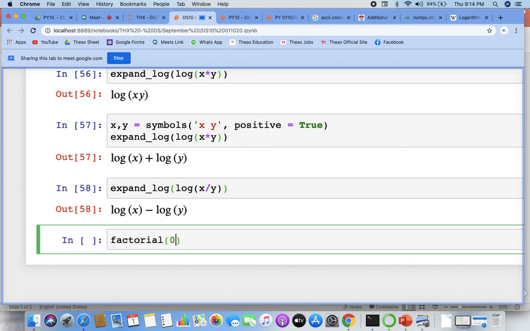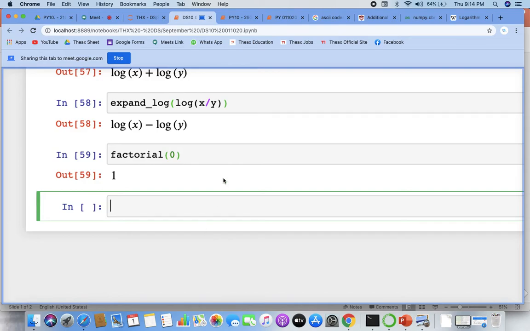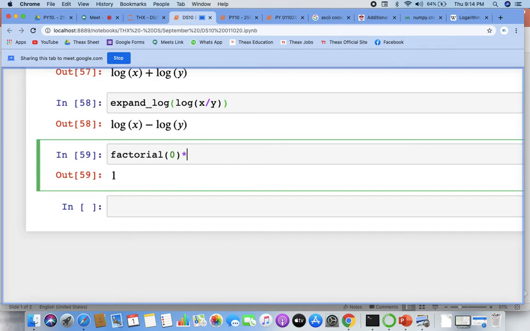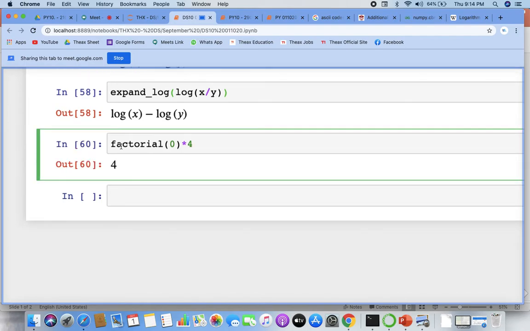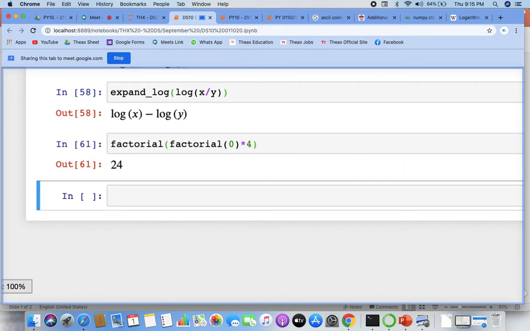Yes, sir. What is the factorial of 0? What if I do it for 4 times? 4 factorial? What if I get the factorial of 4? With the 0 I made 4 and with the 4 I made 24. Easy? Tricky? Very easy question.